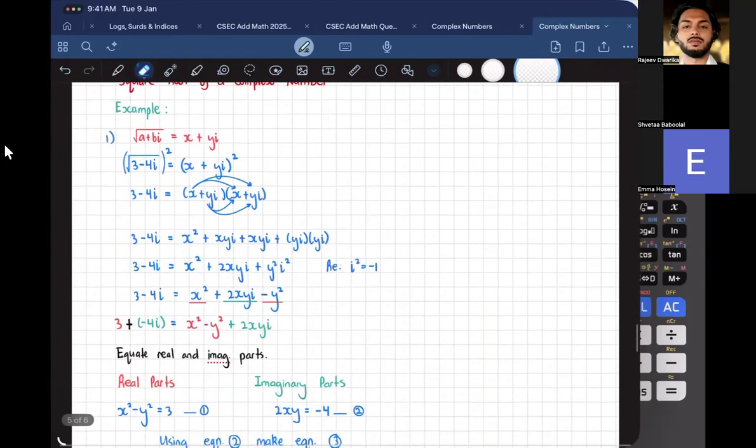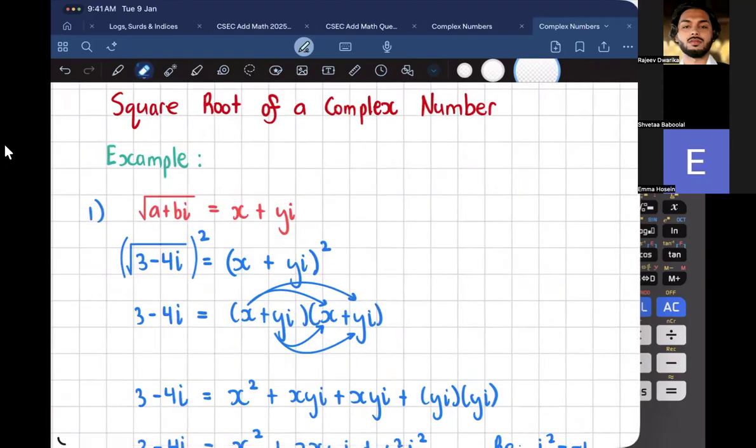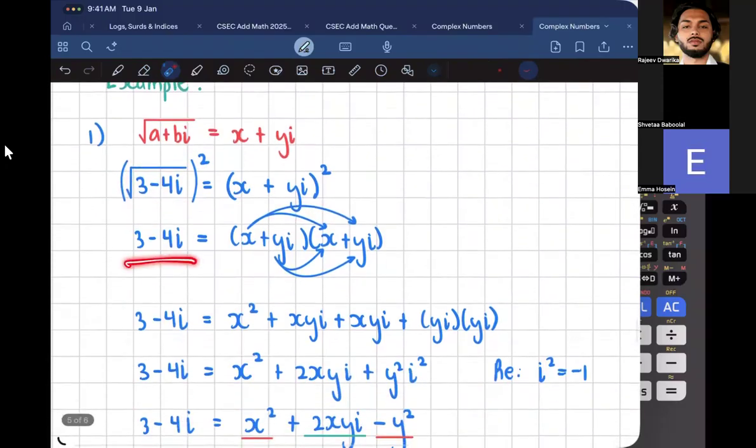Right? So your first step: if you want to find the square root of 3 minus 4i, you apply the square root, then square both sides. Now you put it equal to x plus yi, which is the form of the final answer, like I said, a complex number. So you square both sides to get rid of the square root. You're going to get 3 minus 4i over here.